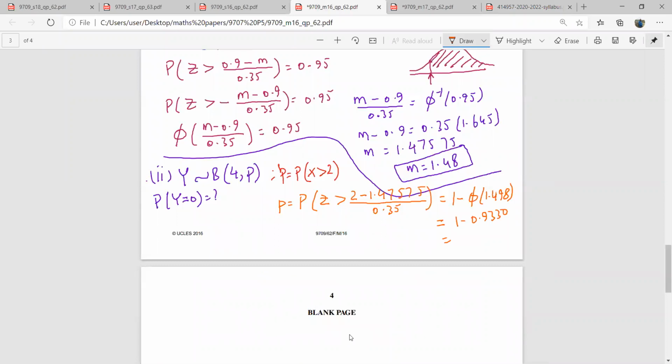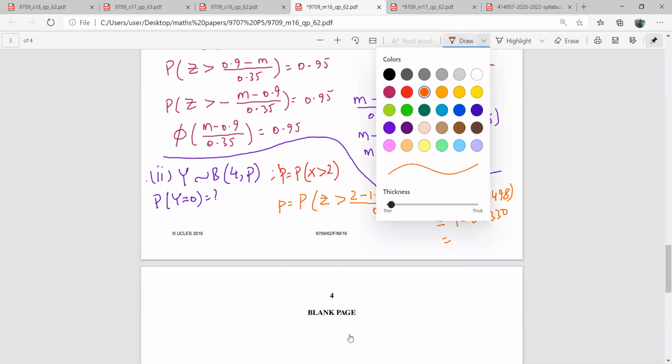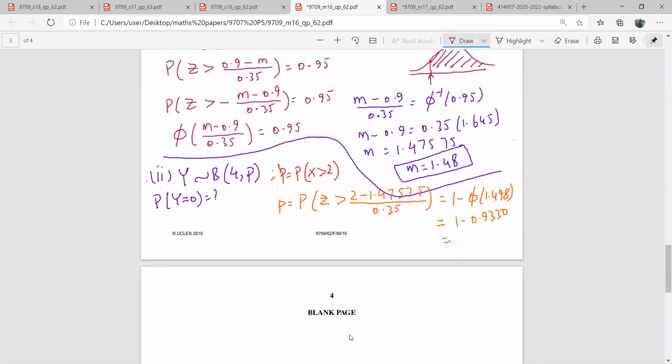This is 1 minus 0.9330. So let me show some cleverness here. This will be giving me the Q directly from here. Q is going to be 0.933, okay, and P is going to be this one, 1 minus 0.933, so that is 0.067. I'll put it here, okay.